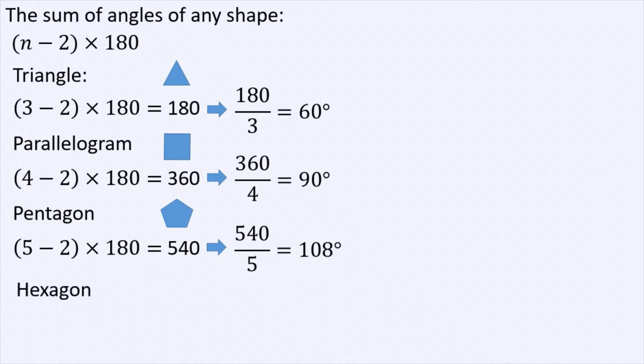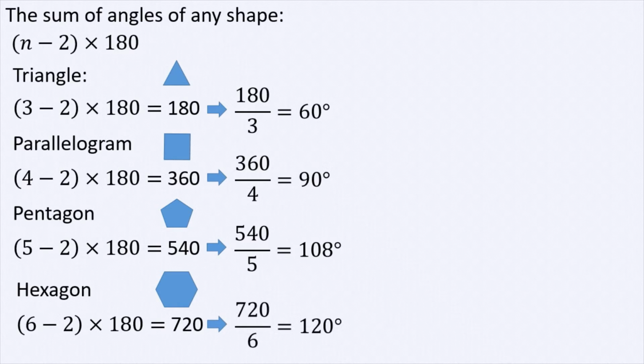For a hexagon, it's 6 minus 2 because the hexagon has 6 sides, so this gives us 4 multiplied by 180, and hence the sum of angles for a hexagon turns out to be 720 degrees. If it's a regular hexagon where all the sides and angles are equal, we simply divide these 720 degrees by 6 to get 120 degrees per angle.